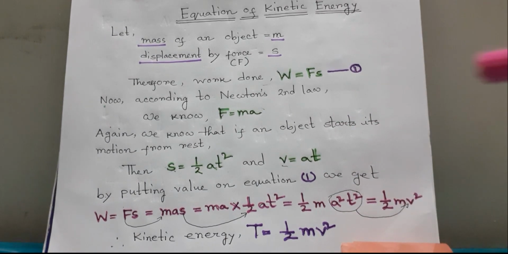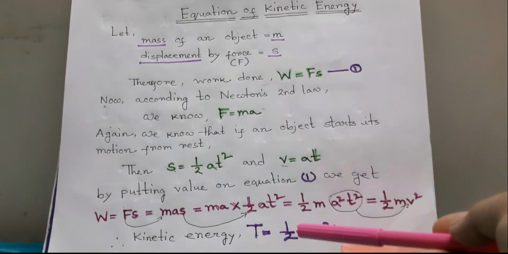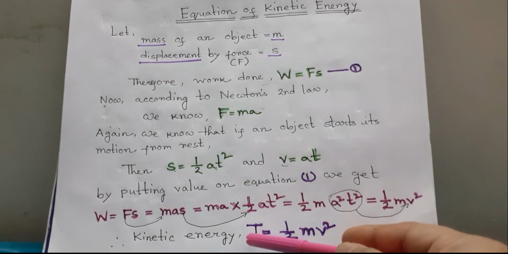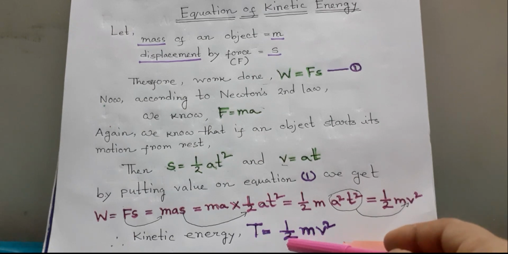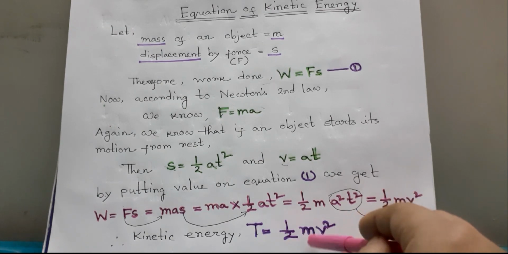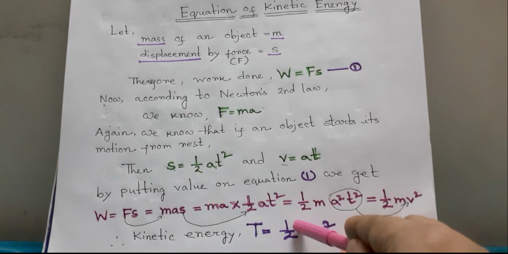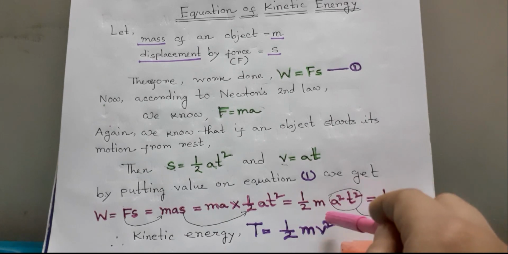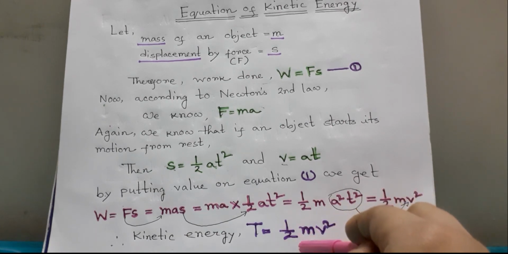So it is clear now. Again I am repeating, kinetic energy is denoted by T equals half mv square. That means m is the mass of an object and v is the velocity of that object due to the force.